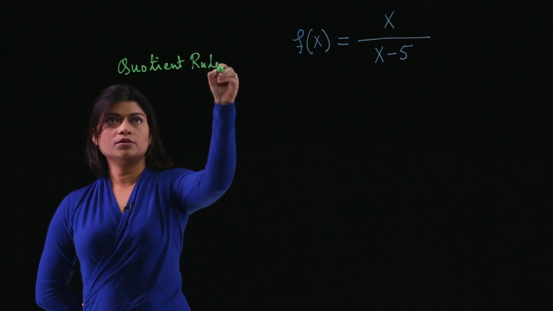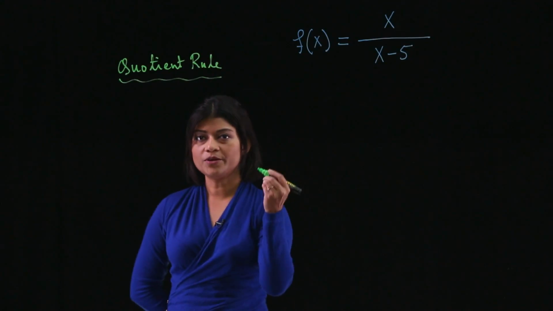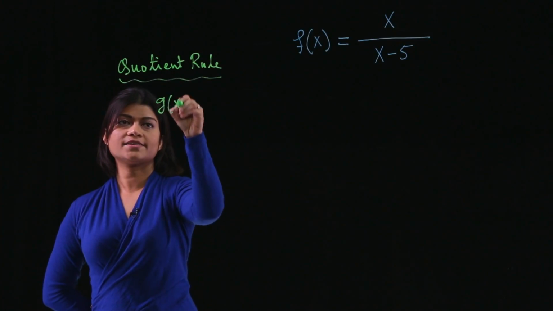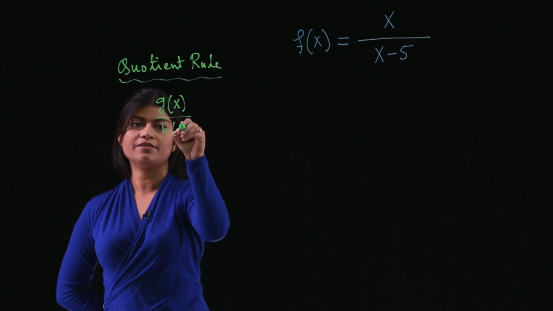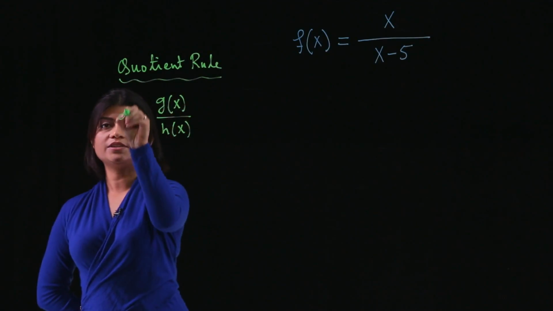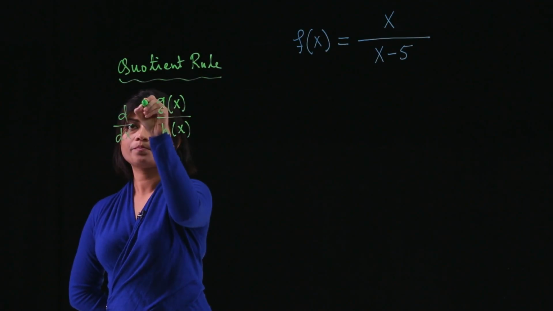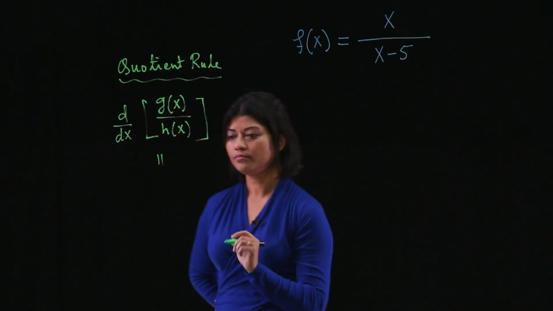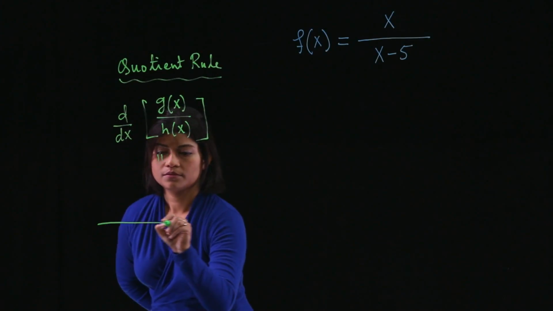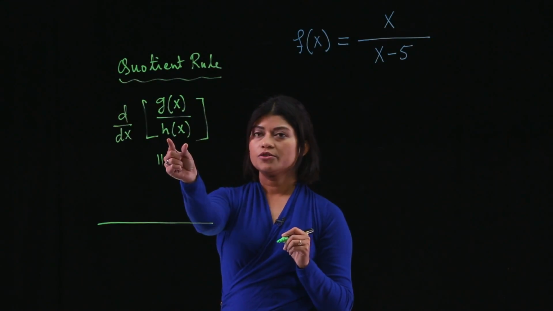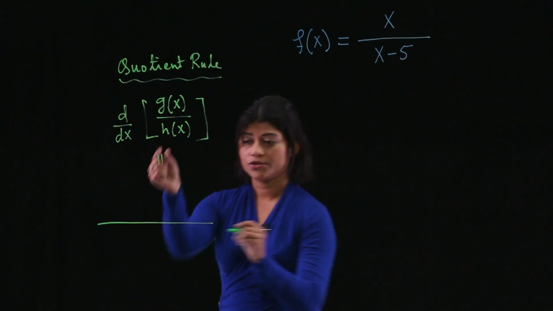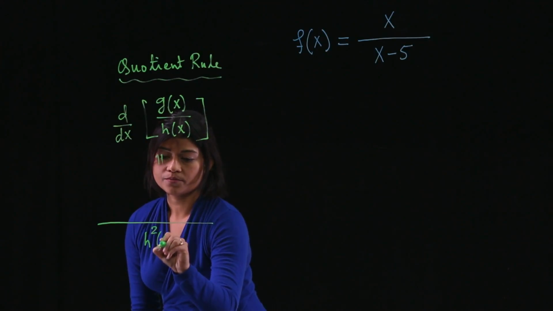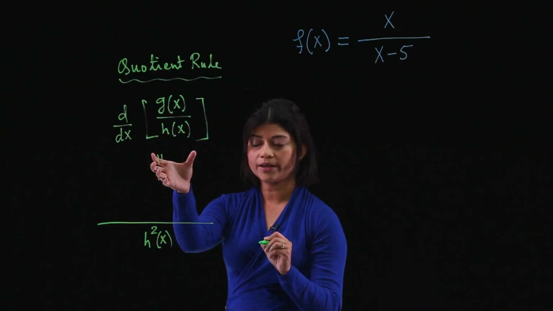So, the quotient rule is the following. If you have a function of the form, say g of x divided by h of x, and you're taking the derivative of that, then here is the rule. You will square the denominator first. So in the denominator, you will have h squared. Whatever the function is, square that.